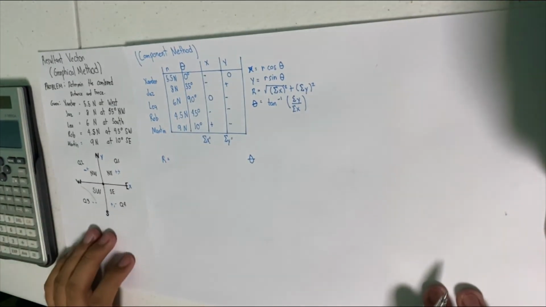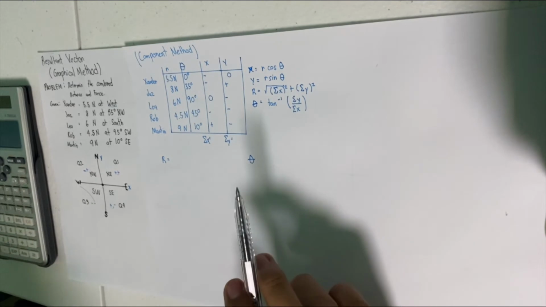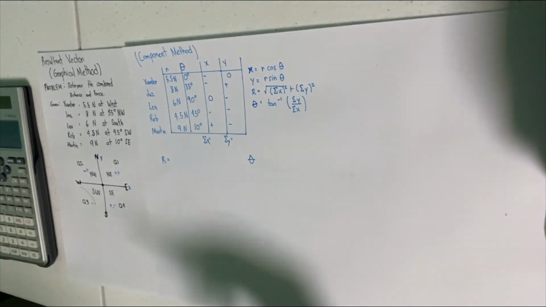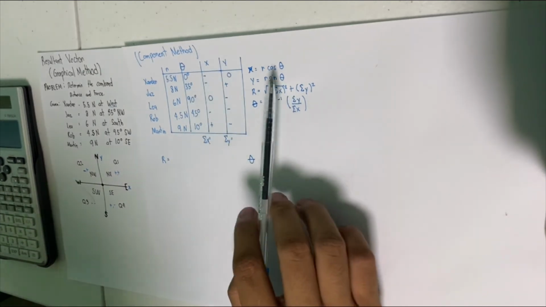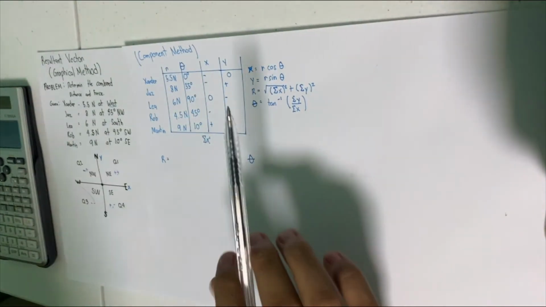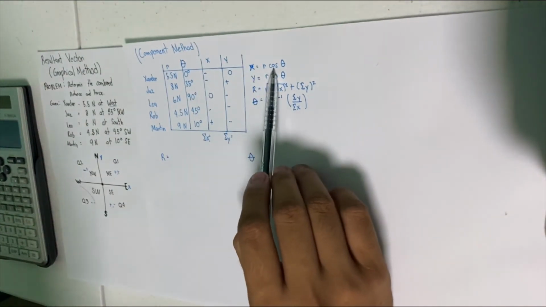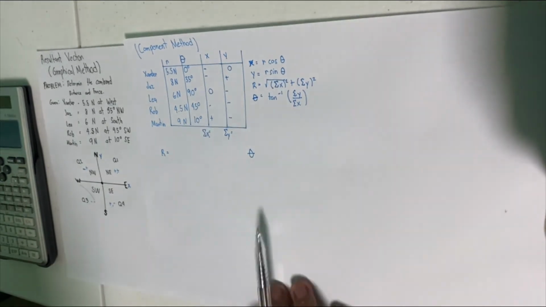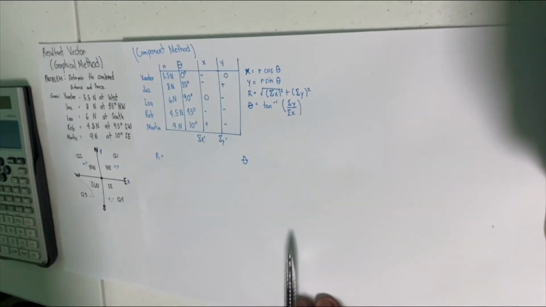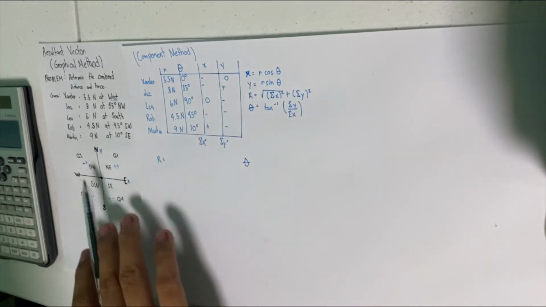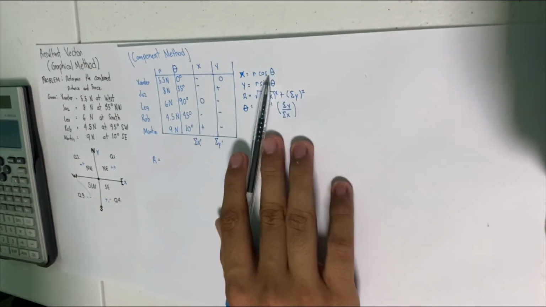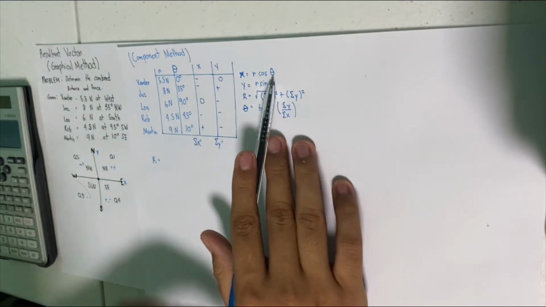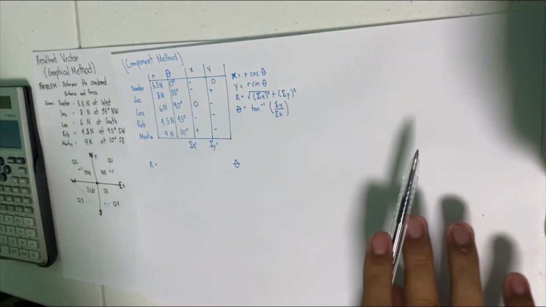So, for us to find or to answer the x and y, here are the formulas right there. It is r cos theta. So, what is the r? R is for magnitude, which is here. And this theta is for the degrees.